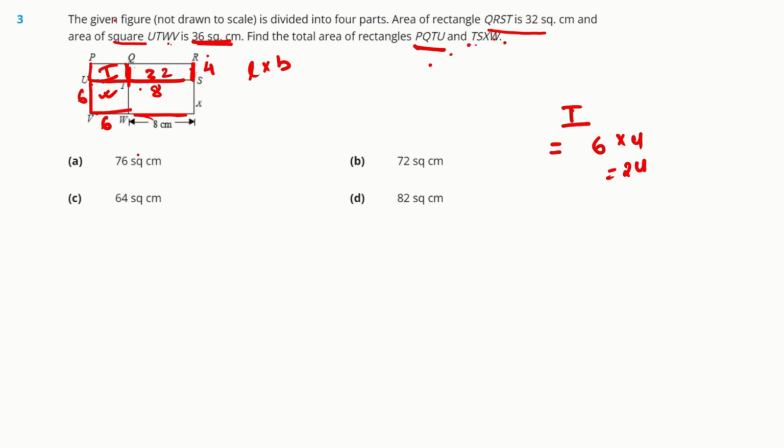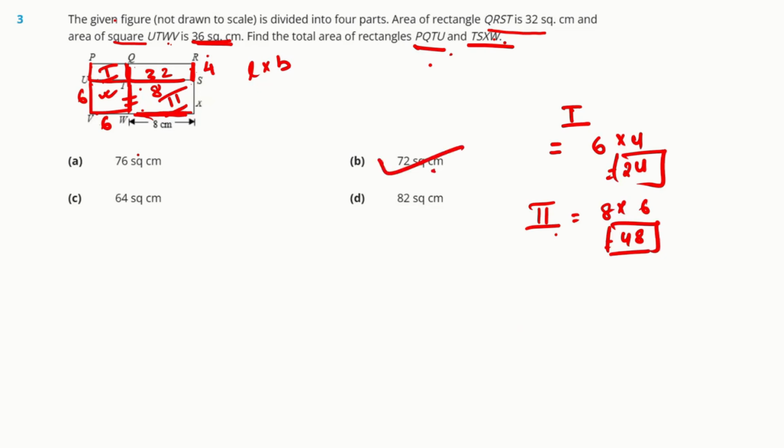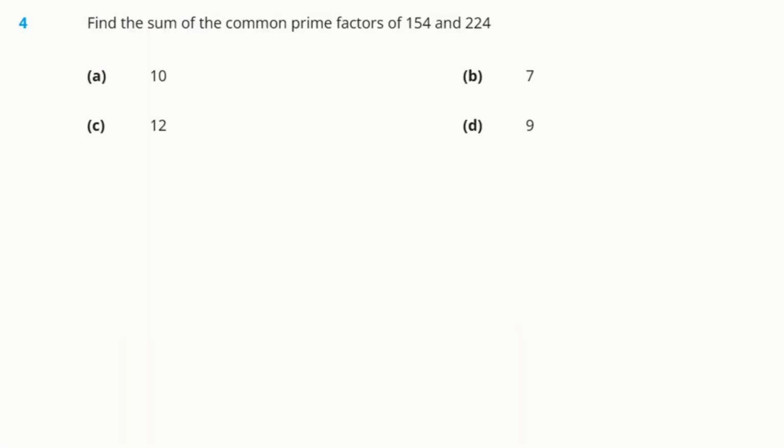As far as TSXW, the second part, is concerned, for this second one, 8 is obviously the length, and the breadth is equivalent to the side of the square, which is again 6. So for the second one, the area is 8 times 6, 48. So the total area of these two is 48 plus 24, which is 72 square centimeters. So that's the answer, option B.